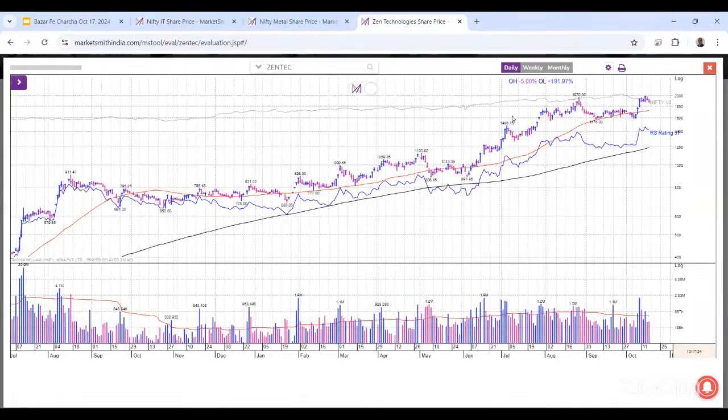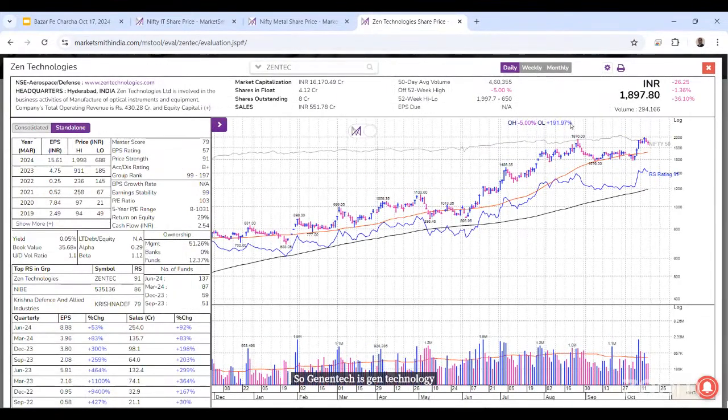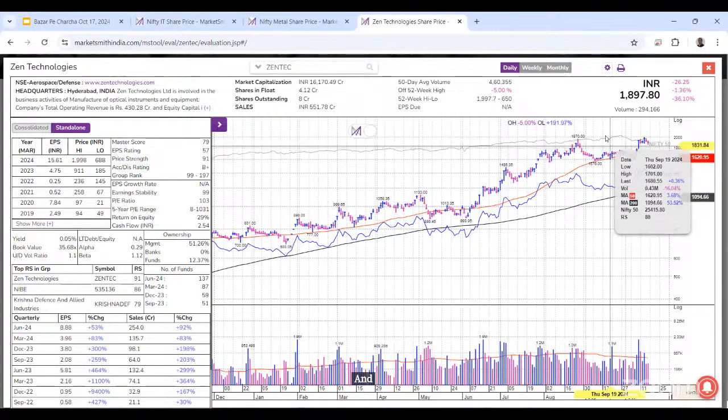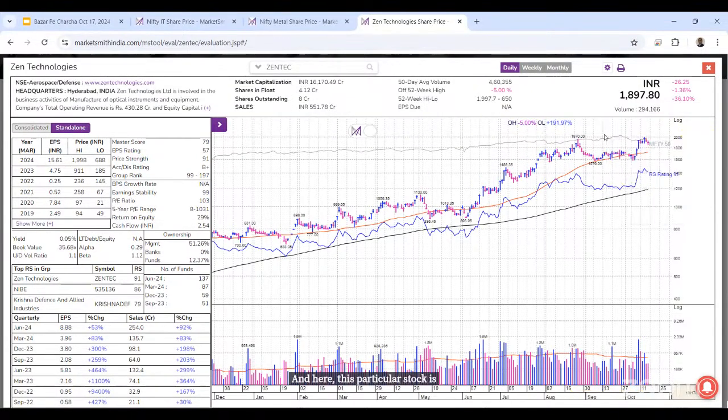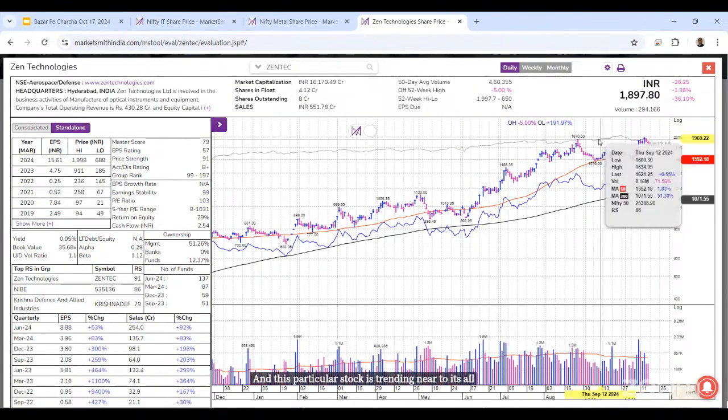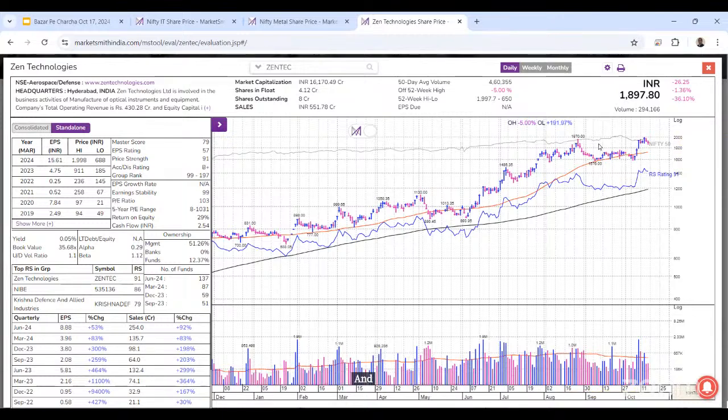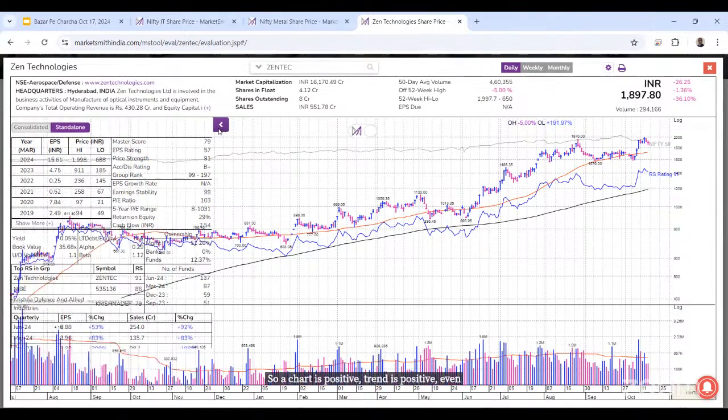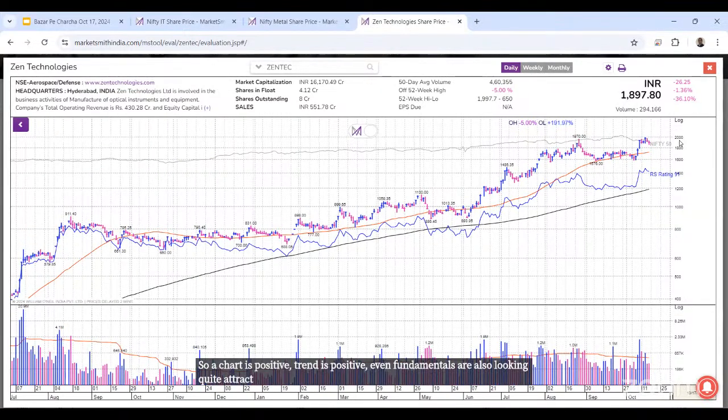So Gentech is Gen Technology. This is a defense sector stock. Here, this particular stock is trending near its all-time high level and trending above all key moving averages. So the chart is positive, the trend is positive, and even the fundamentals are looking quite attractive in this Gentech.